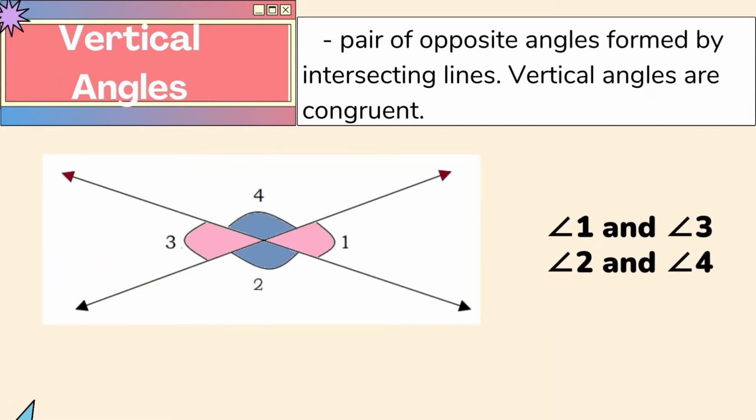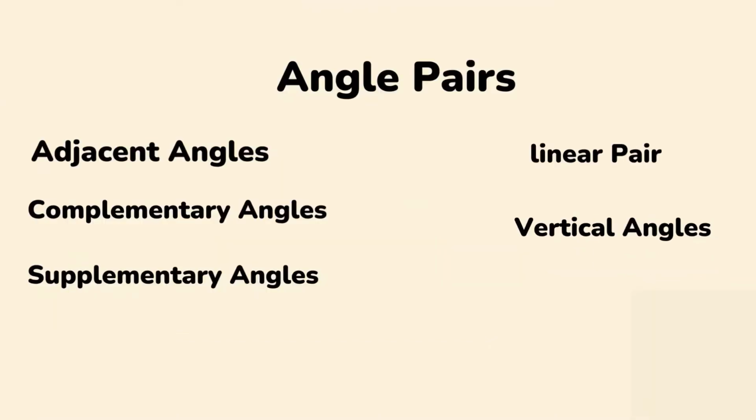When two lines intersect, they form a pair of non-adjacent angles called vertical angles, or pair of opposite angles formed by intersecting lines. And vertical angles are congruent, meaning their measures are equal. Angles 1 and 3, angles 2 and 4 in this figure are the two pairs of vertical angles. Again, angle pairs are adjacent angles, complementary angles, supplementary angles, linear pair, and vertical angles.